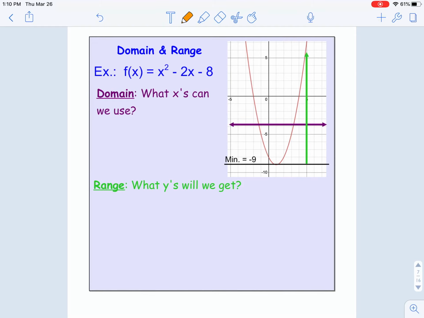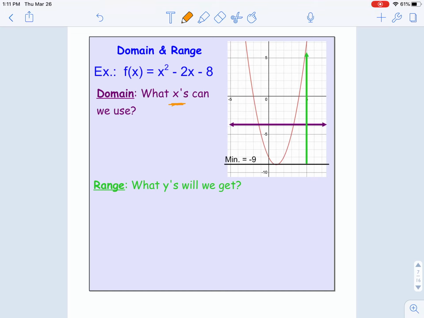Okay, last thing we want to talk about in this portion of the video is domain and range. Okay, domain and range, and I'm using the exact same formula. Domain is all about the x's. So I put a purple line here. It means what x's can we use?